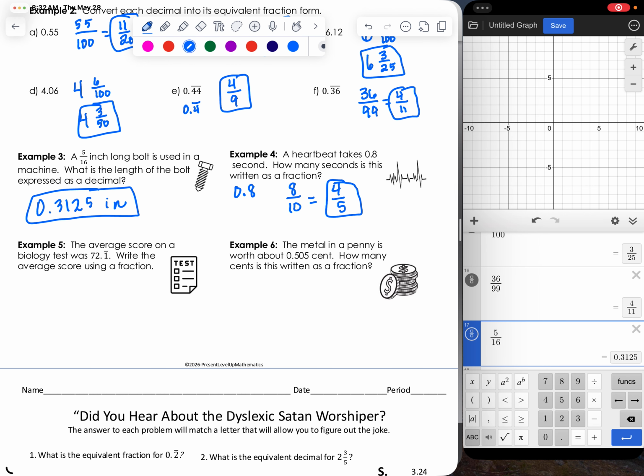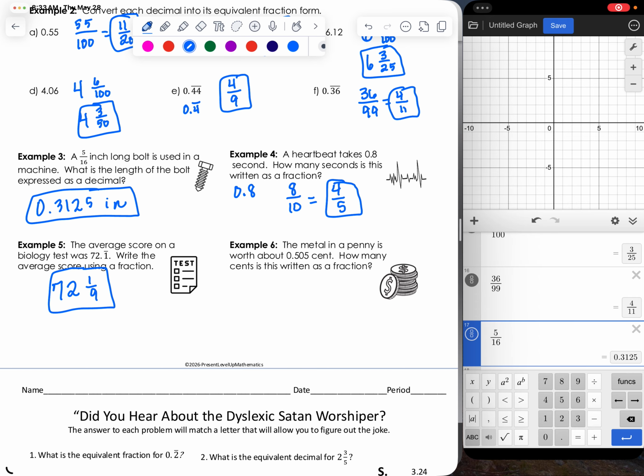Example 5. The average score on a biology test was 72.1 repeating. Write the average score using a fraction. Well, I know it's going to be a mixed number, 72 and something. Well, since it's 0.1 repeating, I know that is going to be 1/9. 72 and 1/9.